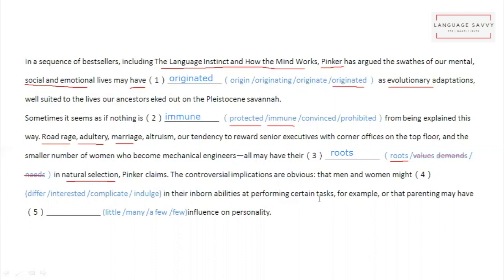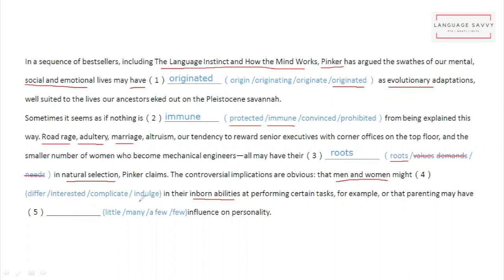So before even reading the options, let's just see what he's trying to say. He's talking about men and women and their inborn abilities. Now we know that men and women are obviously different. Now what are inborn abilities? Inborn abilities are abilities we are born with. So men and women, we know, are born different. So let's look for a similar word to different in our options. Now we have 4 options: differ, interested, complicate and indulge.